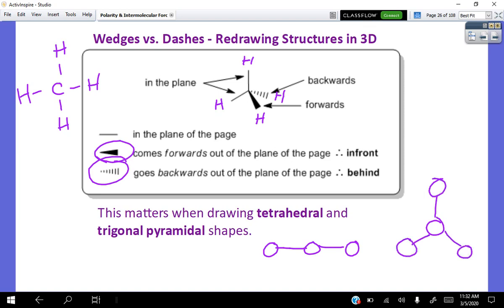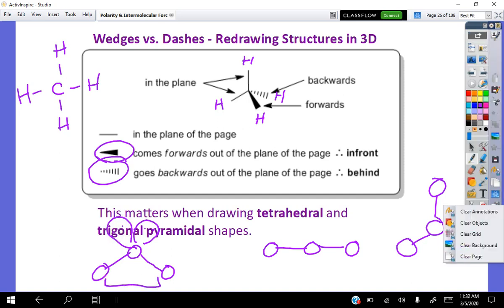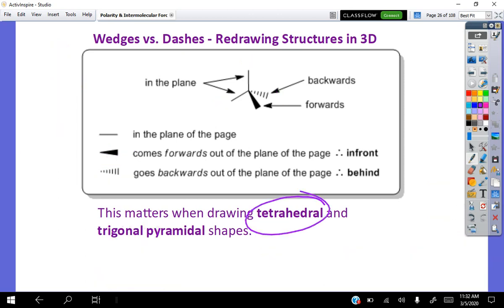Even the bent shapes usually only have 2 atoms, but they've got those lone pairs, so these are in the same plane too. So really, we just care about using wedges and dashes with these particular shapes, and that will help you assess whether or not the dipoles cancel out.